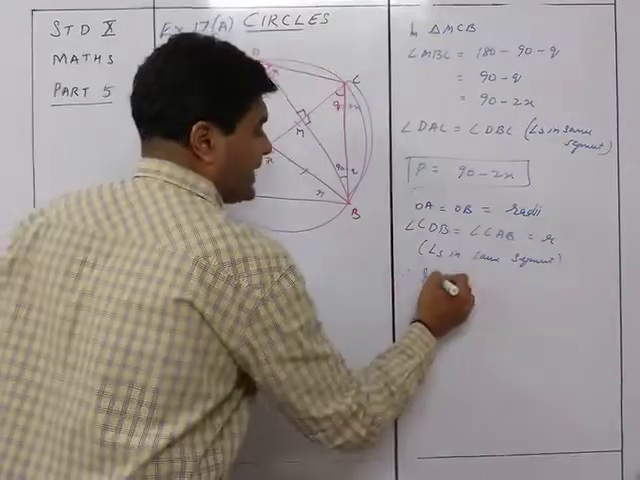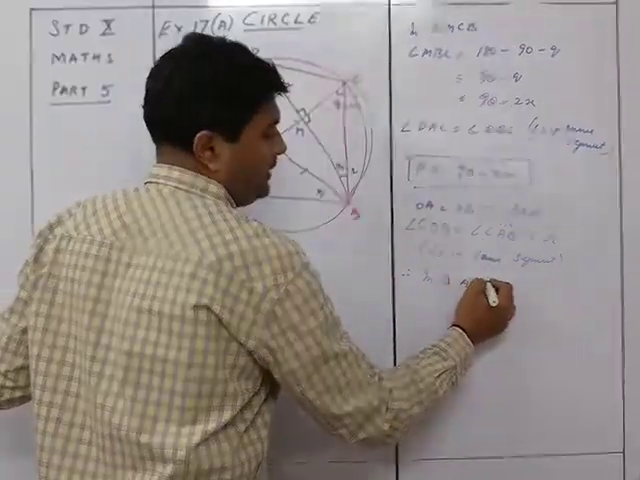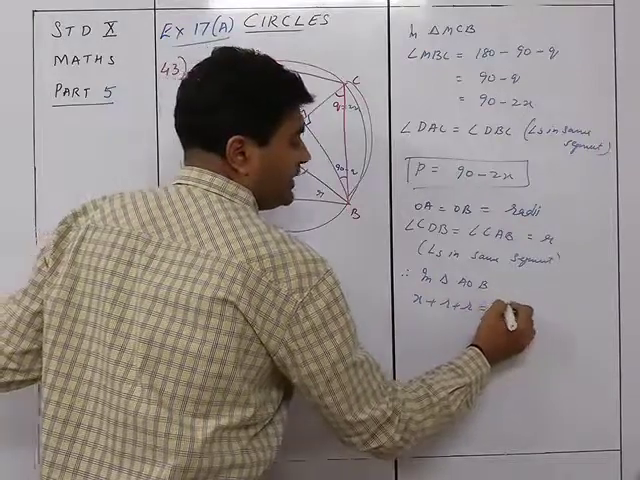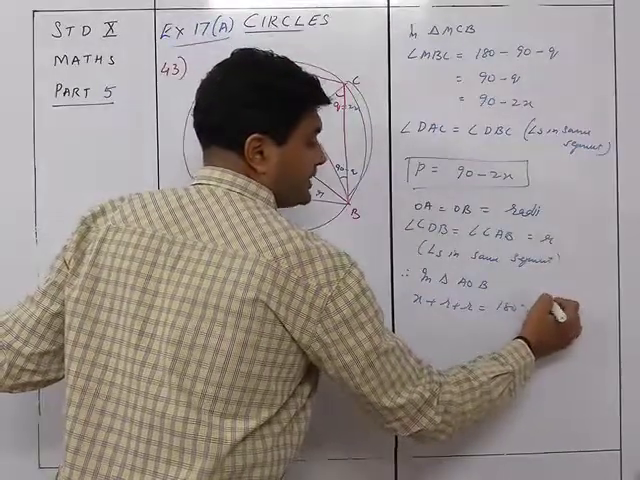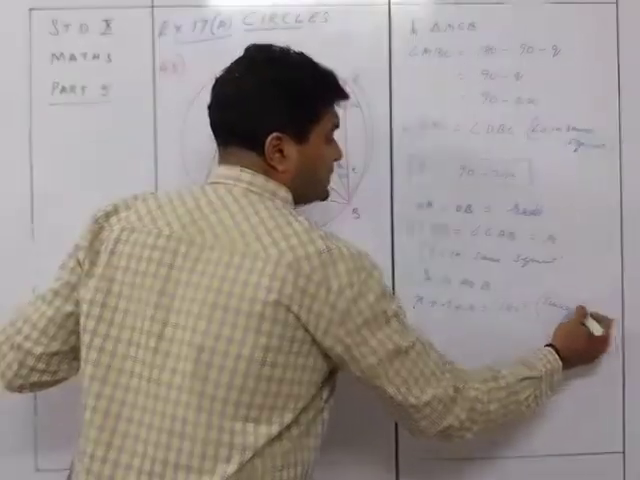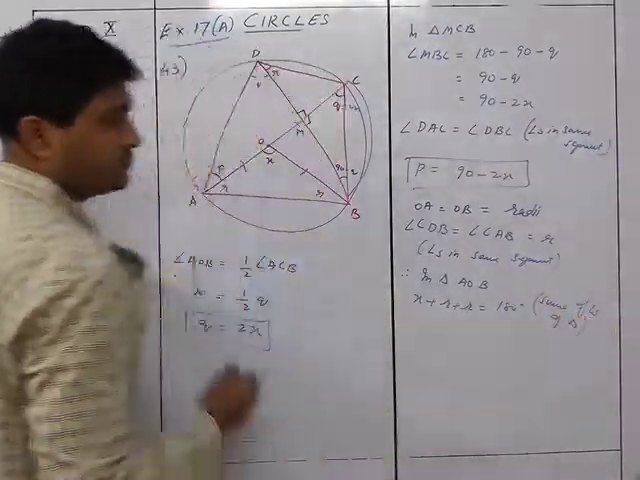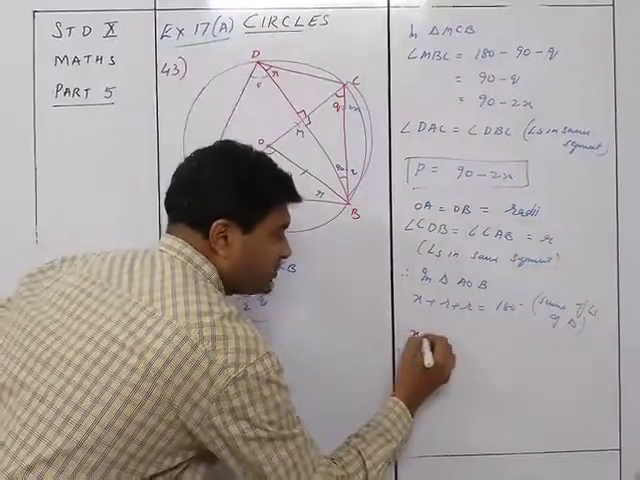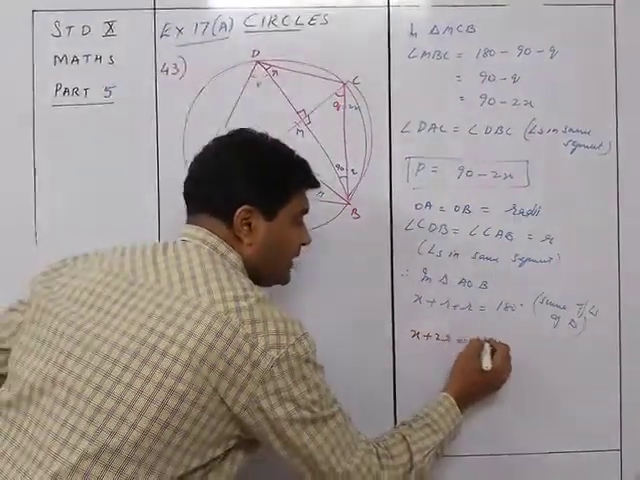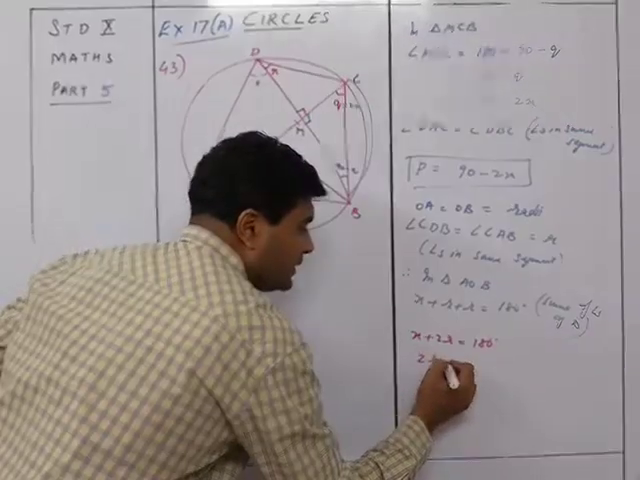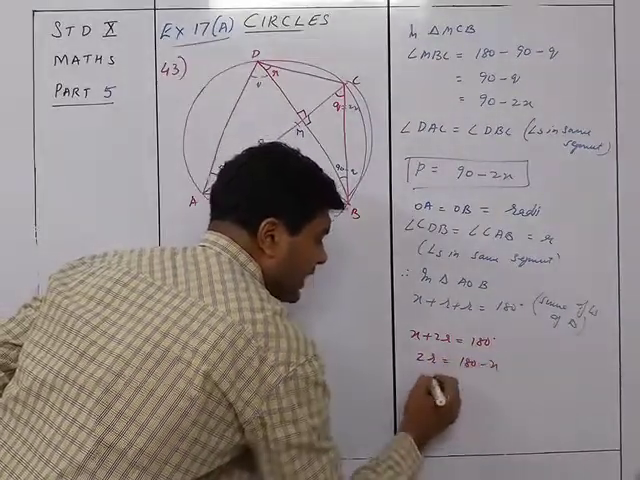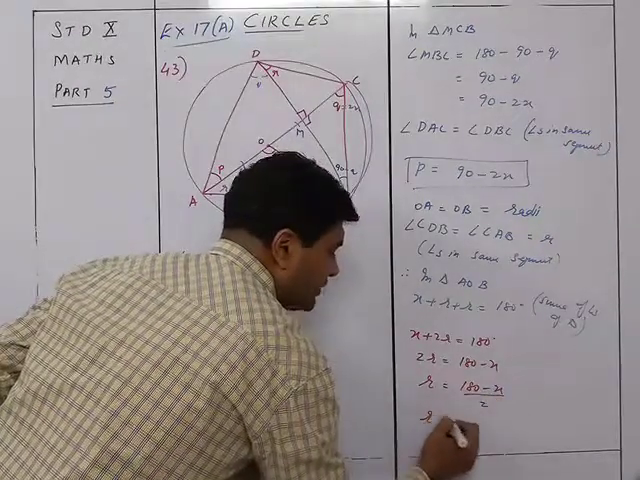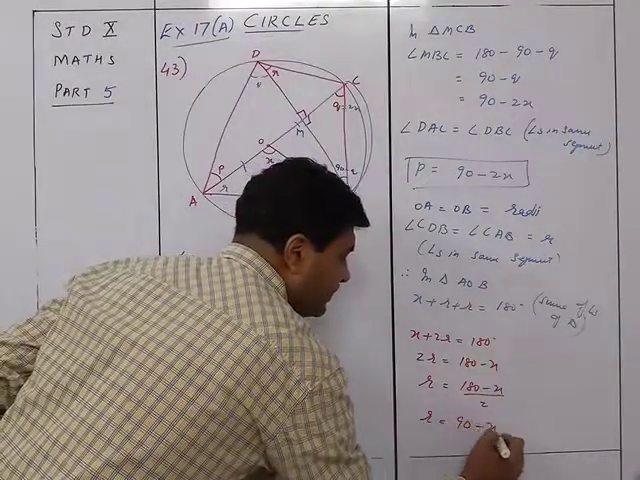Therefore, in triangle AOB, x plus r is equal to 180 degrees, sum of angles of triangle. Therefore, x plus 2r is equal to 180 degrees. So 2r is equal to 180 minus x. So r is equal to (180 minus x) upon 2. So r is equal to 90 minus x upon 2.